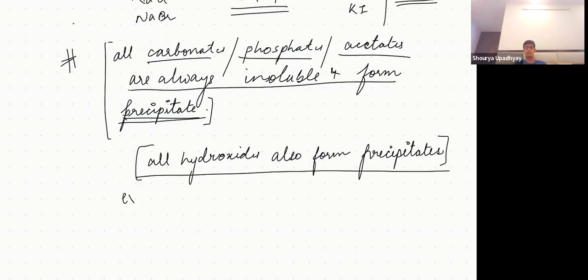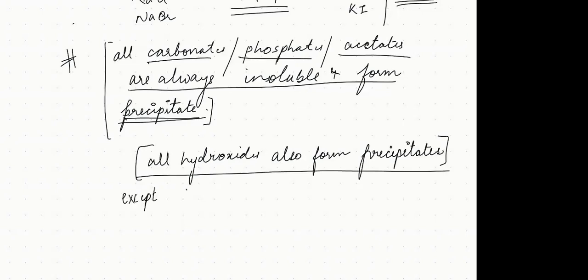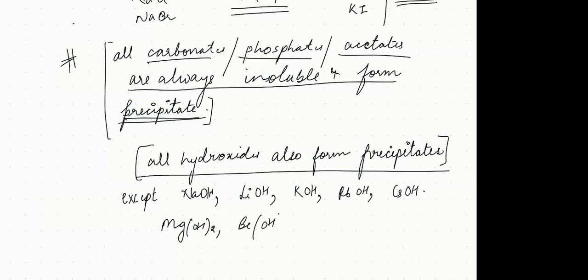Except NaOH, LiOH, KOH, RbOH, CsOH, Mg(OH)2, Be(OH)2, calcium hydroxide, strontium hydroxide, etc.